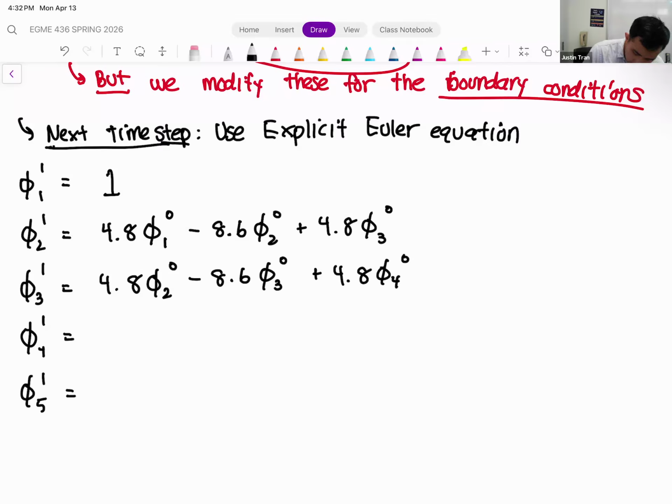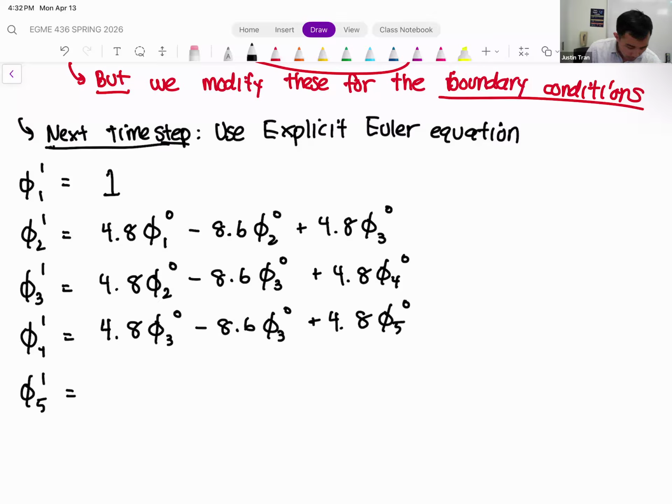Okay. And then same thing for phi4 here. So phi4 at time step 1 is 4.8 phi3 at time step 0 minus 8.6 phi4 at time step 0 plus 4.8 phi5 at time step 0. And then phi5, same thing as before. So 0.5 plus phi4 at time step 0.